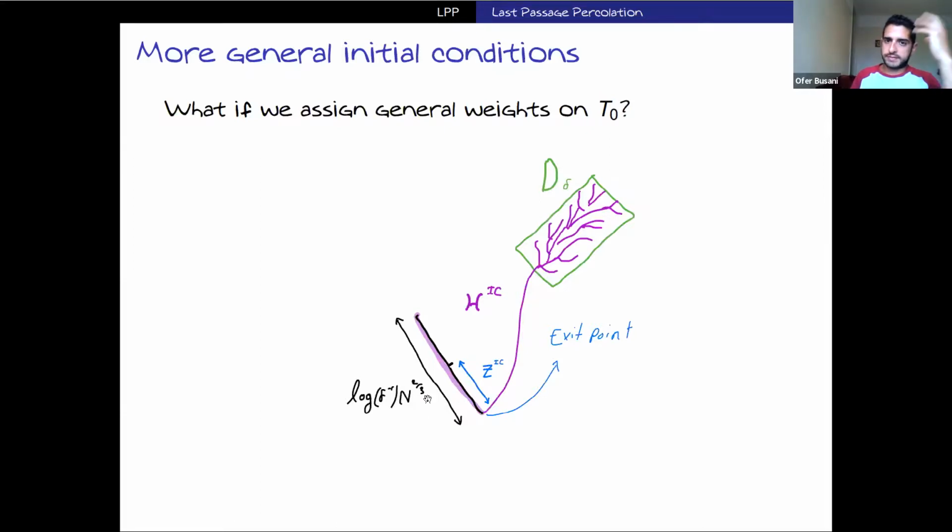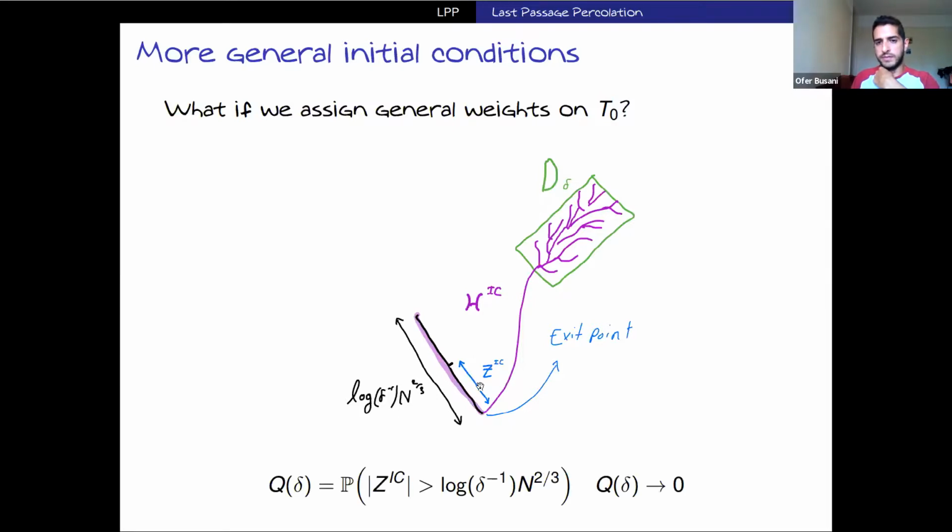Okay, so we need some conditions on these initial conditions, some restrictions. We will require the exit point, this point here where the root leaves the anti-diagonal, not to be too far from the origin. This can be captured by Q delta, which is essentially the probability that this distance is too far from the origin. So the requirement is that Q delta goes to 0.